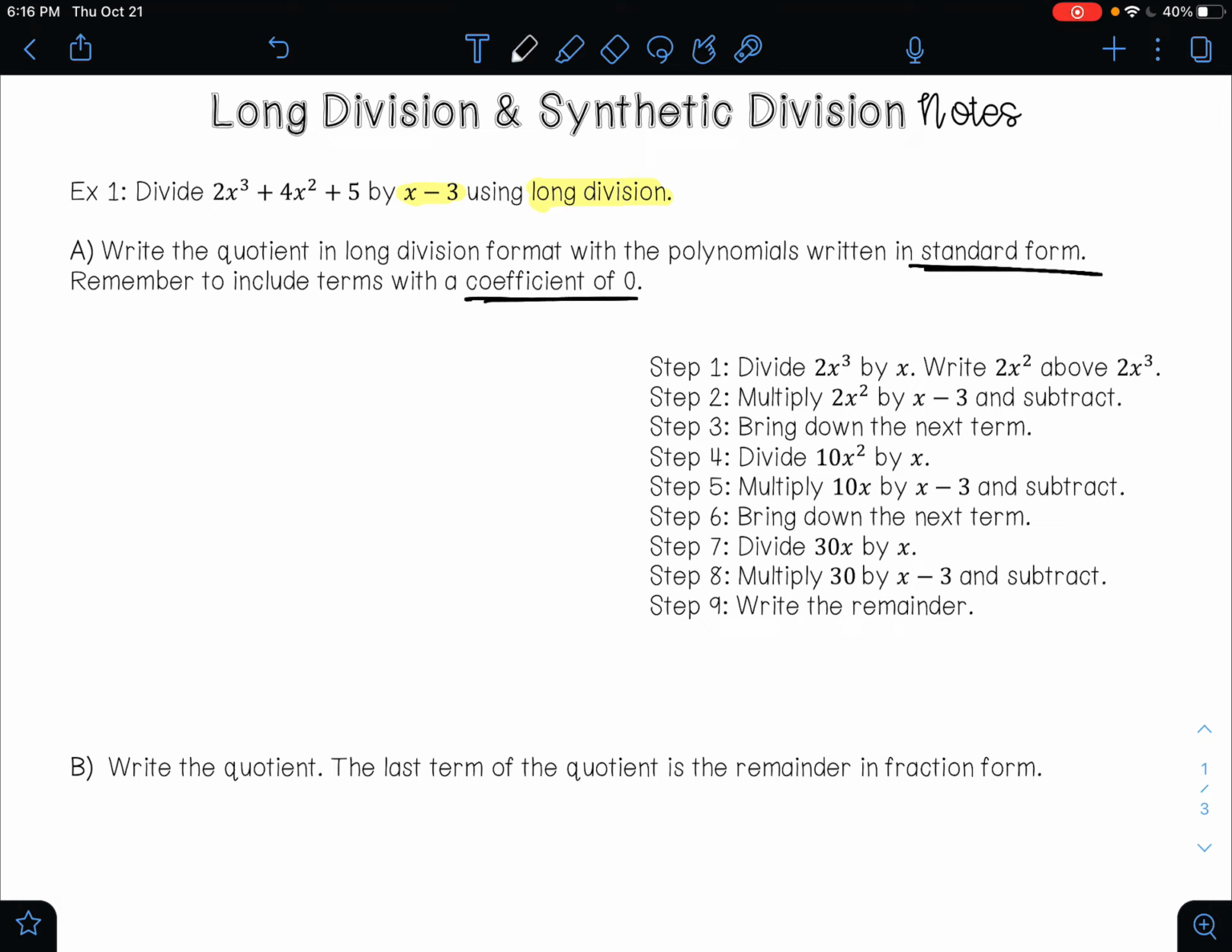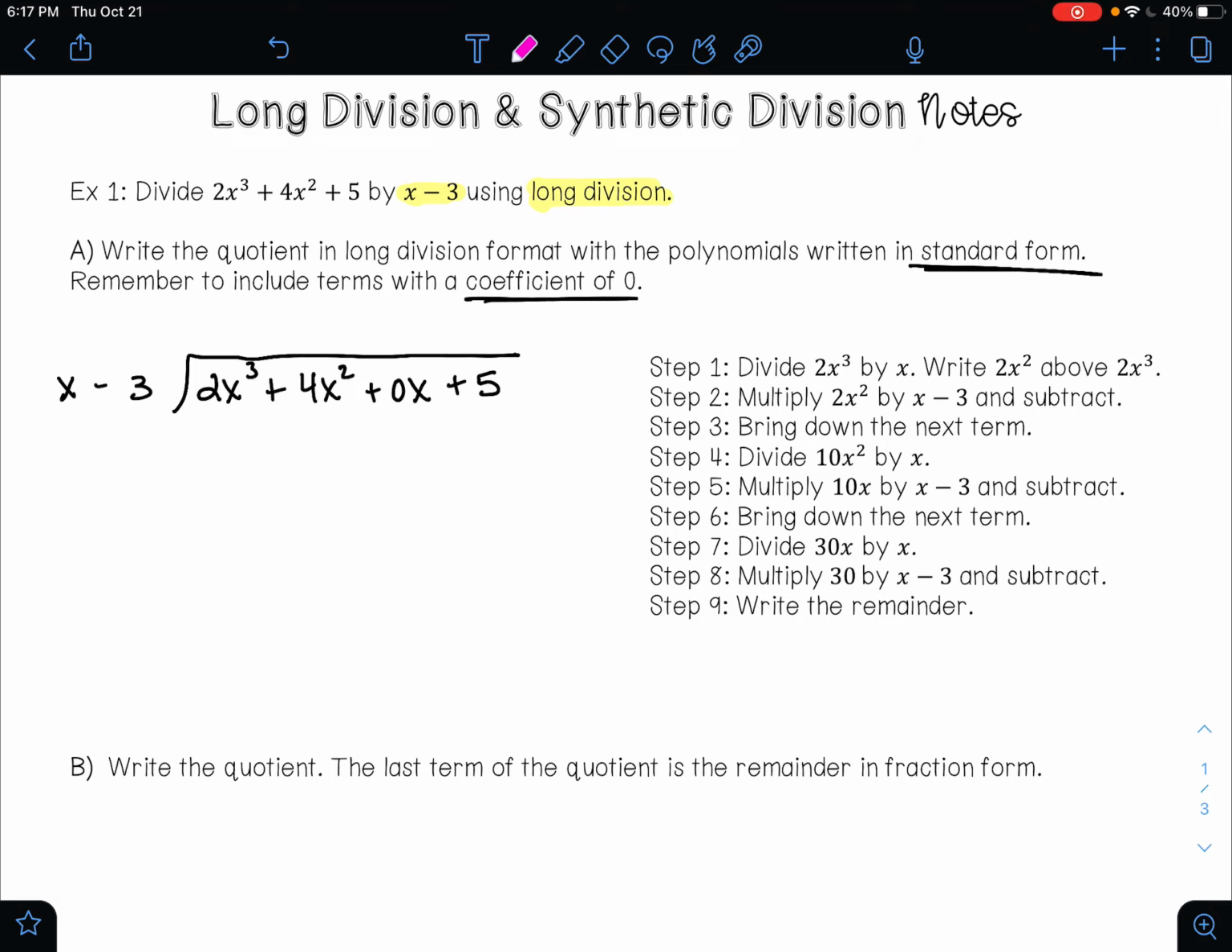Right here we have 2x cubed plus 4x squared. And then I'm missing that x term, so I'm going to write plus 0x plus 5. The reason we're doing that is so that when we start multiplying and subtracting, all of our terms will line up correctly. Then we are dividing by x minus 3, so x minus 3 is going to go on the outside of my division symbol.